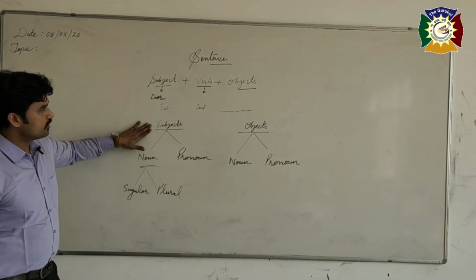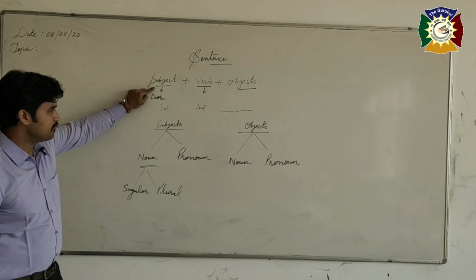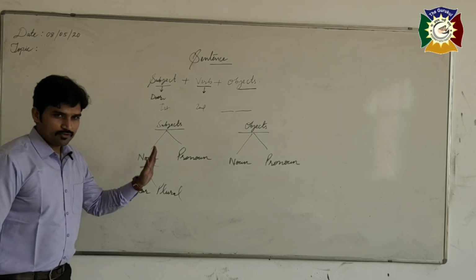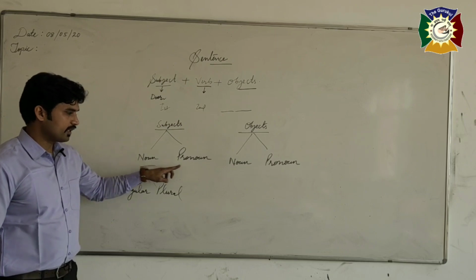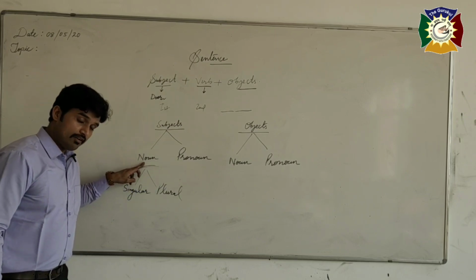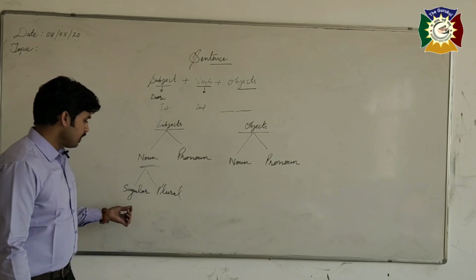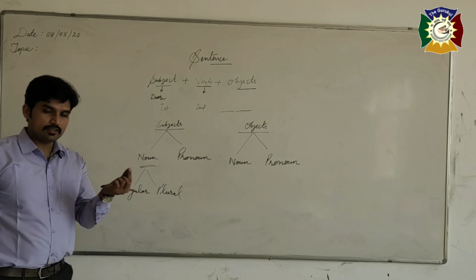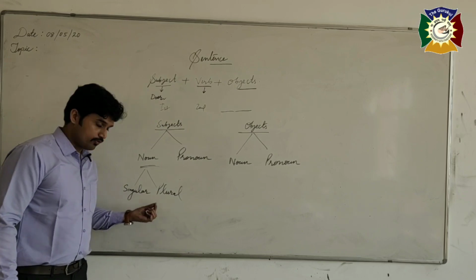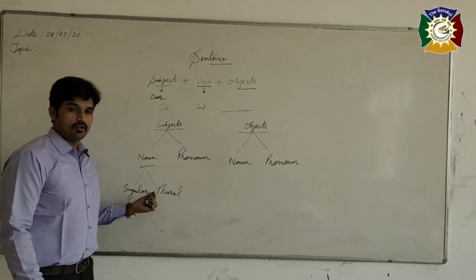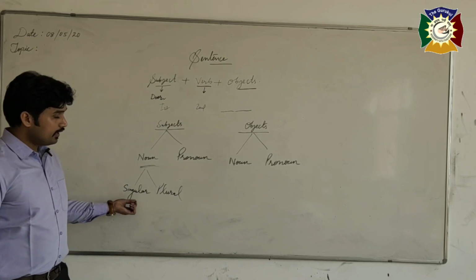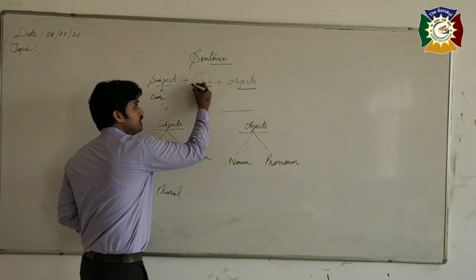It means that when you use any subject here, it comes from two things. One is noun, second is pronoun. And if you have a noun, it will be either singular or plural. What do you mean by singular? Single thing. What is the help of knowing whether it is singular or plural? It will help us in this part.